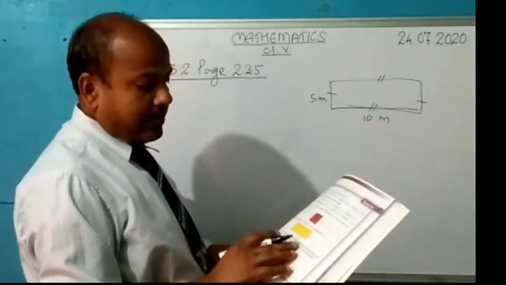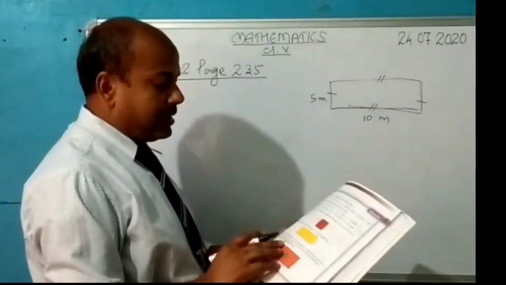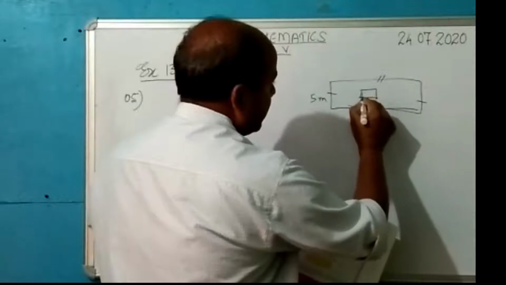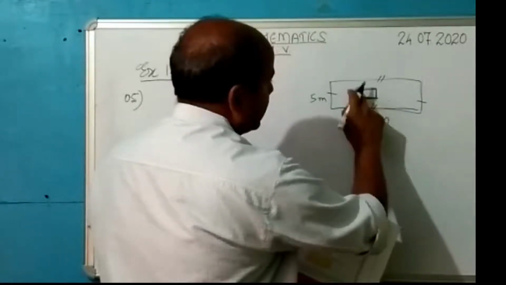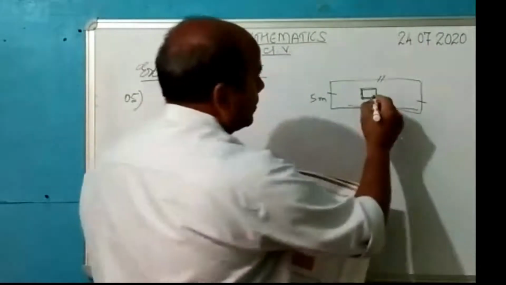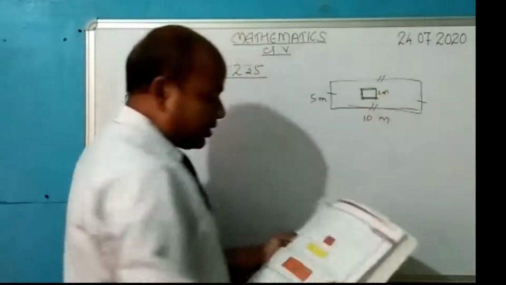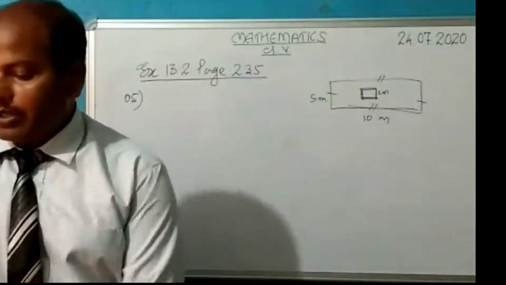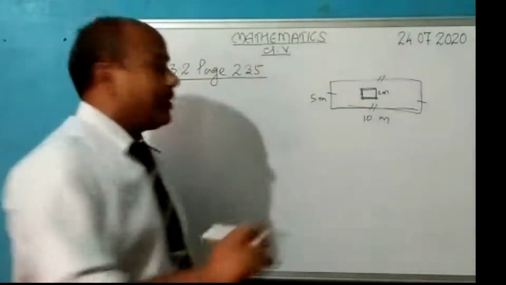Length 10 meter and breadth 5 meter has a square flower bed in the center as shown in the picture. And in the picture there is such kind of square shown, and the length and breadth of the square is 2 meter. So find the area covered by the mud. How much is the area covered by the mud?